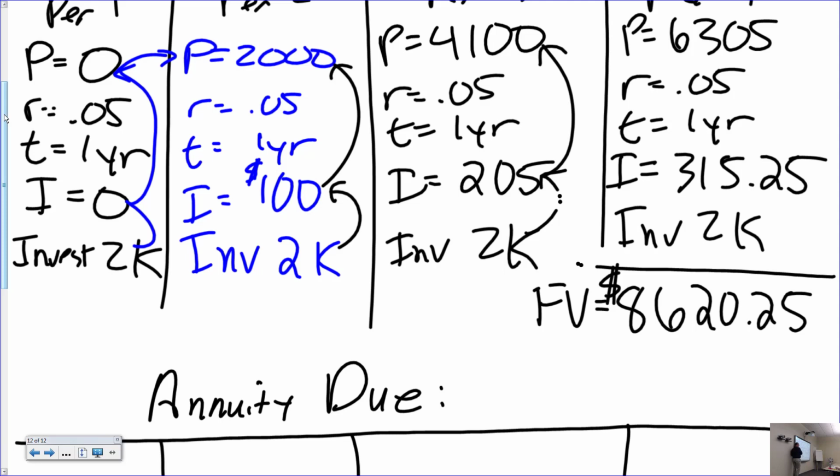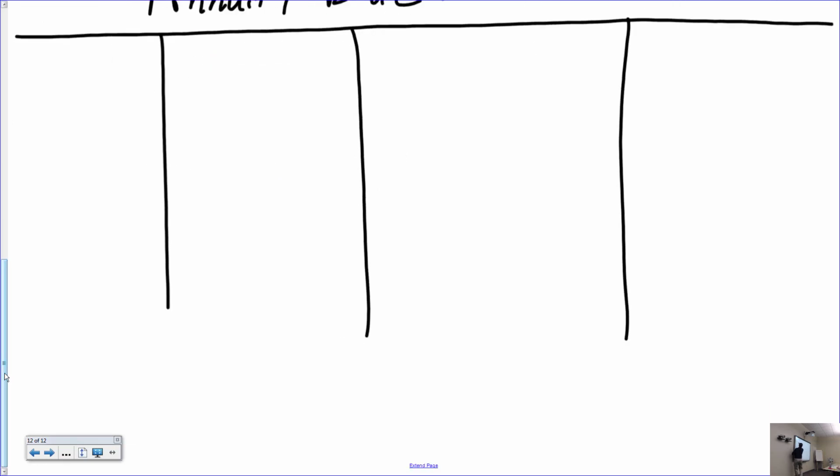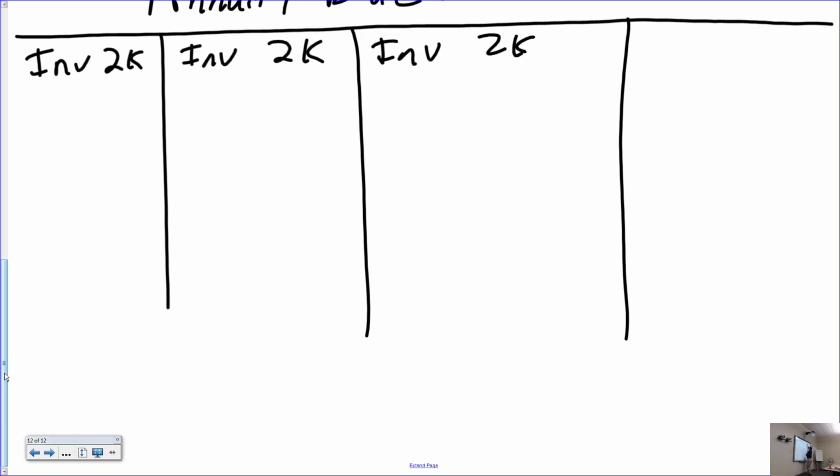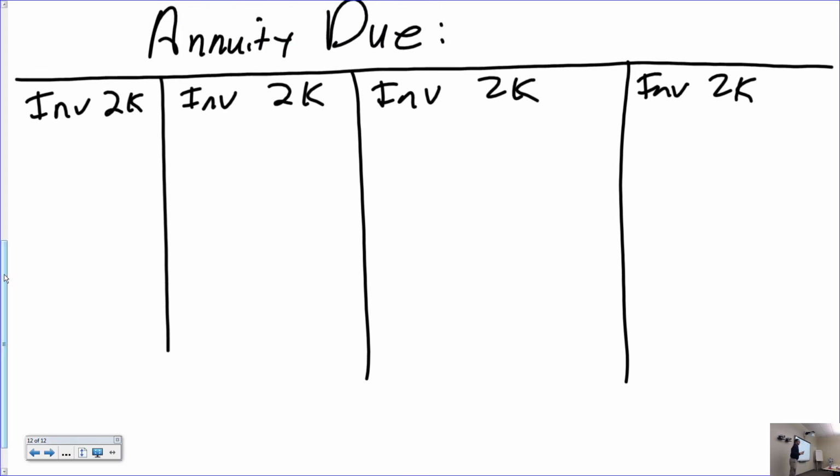In an annuity due, when do I invest? At the beginning. So where am I going to write my investment? At the beginning. At the top. Good idea. Right? So here, I'm always going to be investing 2K. When I'm doing an annuity due, how much do I have at the beginning of the period? 2,000 to start with. I've already got the 2,000 in there, because I've already invested it.